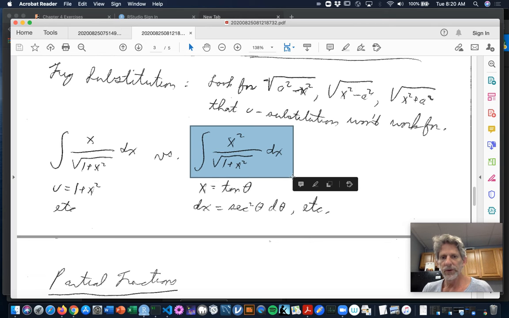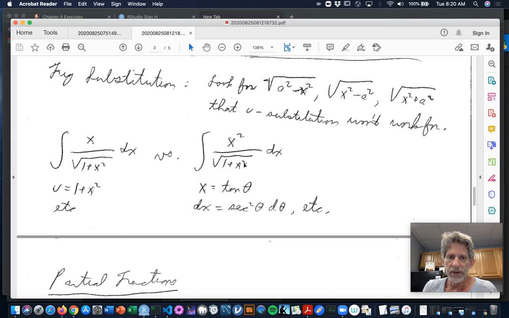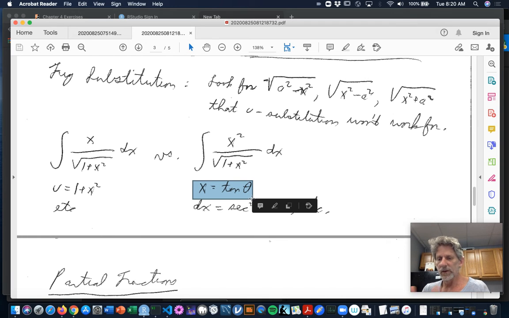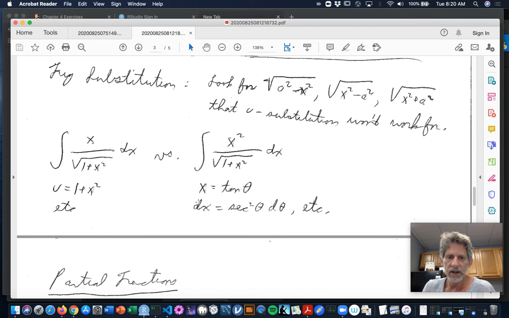Save your trig substitution for stuff where regular u substitution appears not to work, like this one here. And then, with the 1 plus x squared, the recommendation is x is 1 times tangent of theta. dx would be secant squared theta d theta, and on you go.